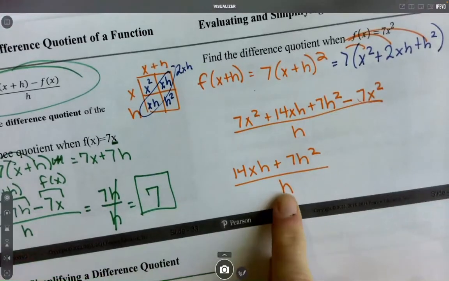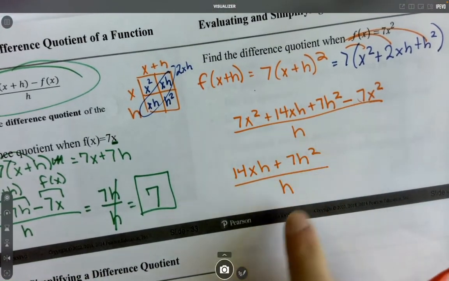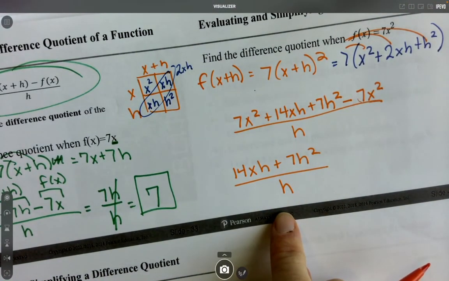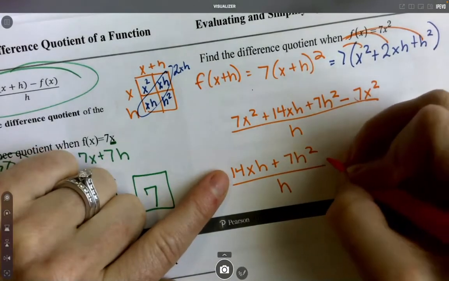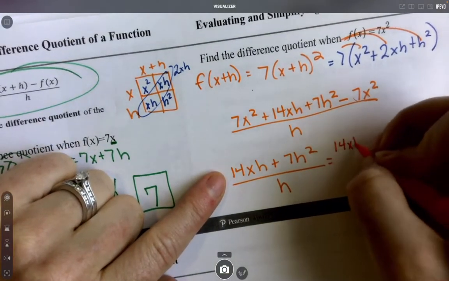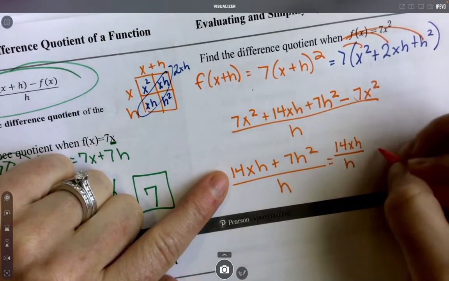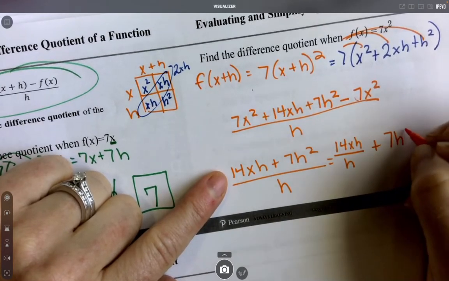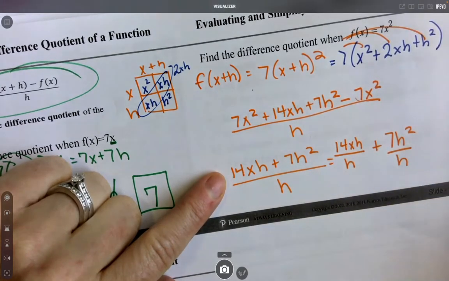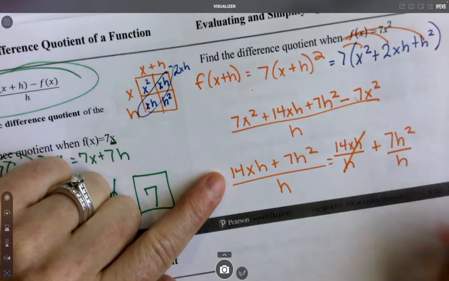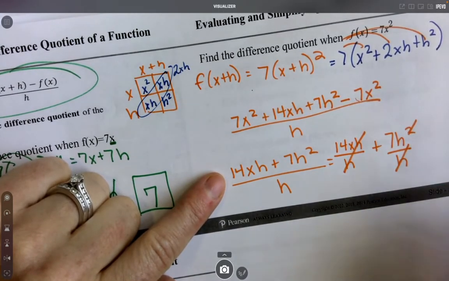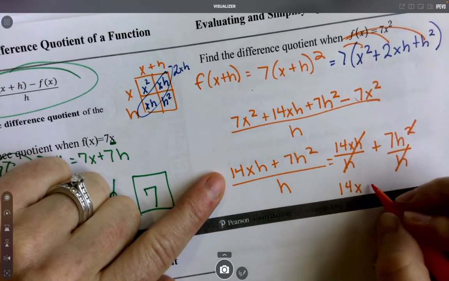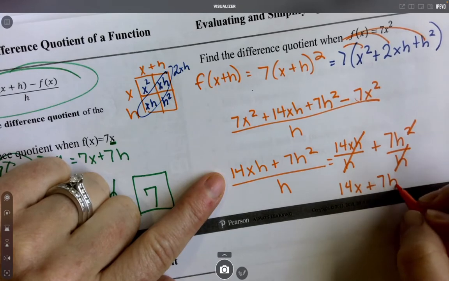I could simplify an h out of both of them. The only way you can do this is to simplify it out of both, which really means I'm splitting up each numerator term with the denominator, like this. And so I can simplify out like that. And so now I have 14x plus 7h.